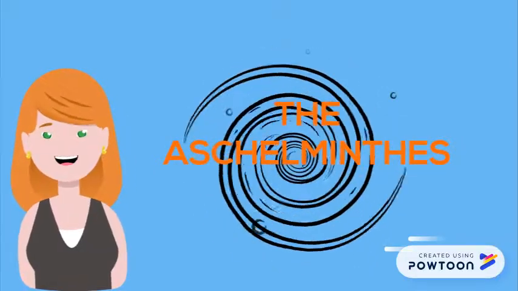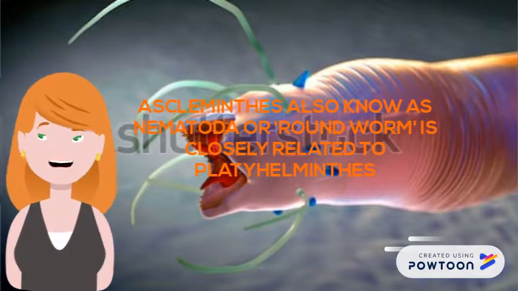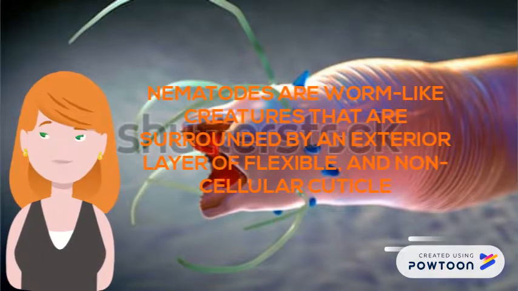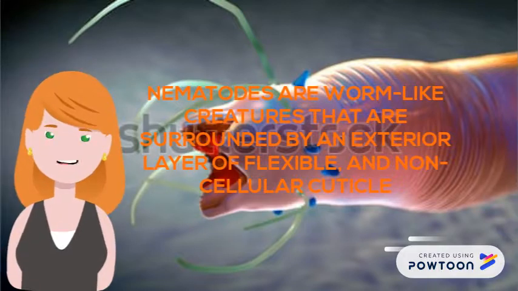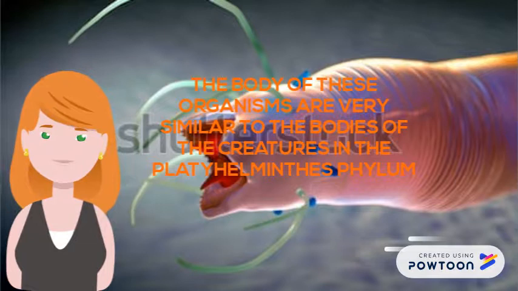The Ascomyntes. Ascomyntes, also known as nematoda, a roundworm, is closely related to platyhelminths. Nematodes are worm-like creatures that are surrounded by an exterior layer of strong, flexible, and non-cellular cuticle. The body of these organisms is very similar to the bodies of the creatures in the platyhelminths.